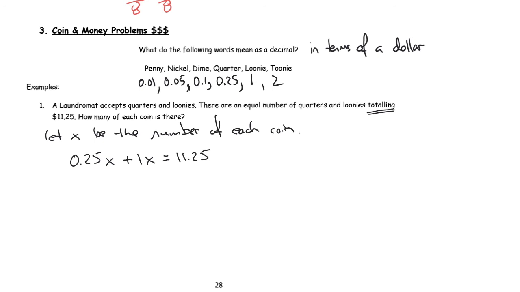Okay, so now how do I solve that? Well, first of all, notice I've got like terms on the left-hand side here, so I'm going to add those together. 1.25x is equal to 11.25. And now I'm going to divide both sides by that coefficient, and we're going to get here that x is equal to 9.